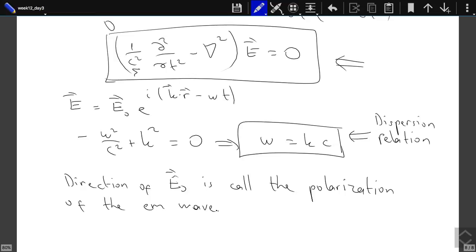This is not the polarization of the medium. If you remember in electrostatics, we also said that the medium is polarized. In a sense it's similar, because the polarization of the medium creates an electric field, and the direction of the electric field is in the direction of the polarization of the medium. Now, this is the polarization of this electromagnetic wave.